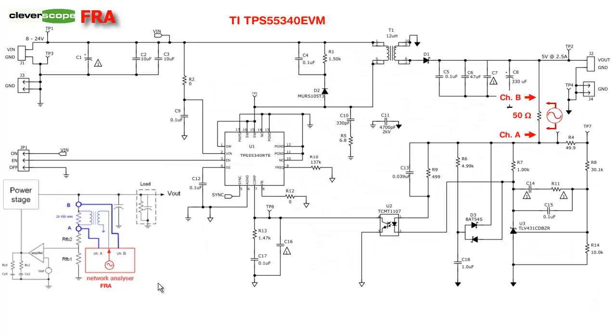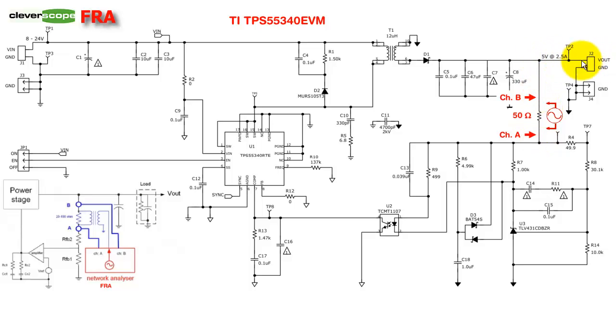Now we relate the power supply structure, which we discussed a moment ago, with a real power supply. This is based on the TI TPS55340 EVM. We've got one of these little boards here and we're going to check it out and see how well it performs. So let's look at the various elements of the EVM. First of all, we're going to inject our signal into the feedback path, which is between A and B here, over here between A and B.